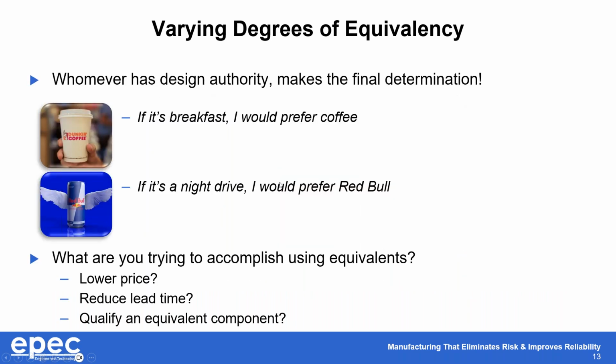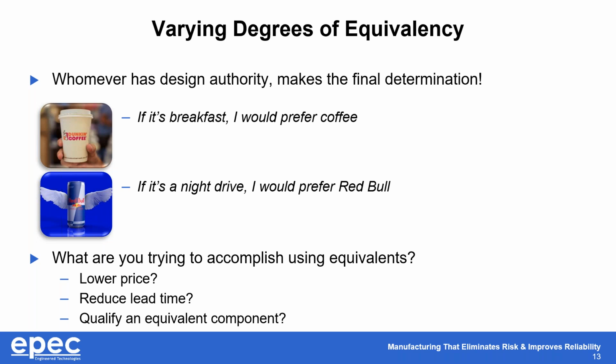So when it comes to equivalency, we tell customers that there are varying degrees of equivalency. And in our industry, whoever has design authority ultimately makes that determination. So as we said, if this is a breakfast meal, I personally would prefer coffee of this variety. Or if it's a night drive and we're going somewhere or coming home, I'd personally prefer a Red Bull.